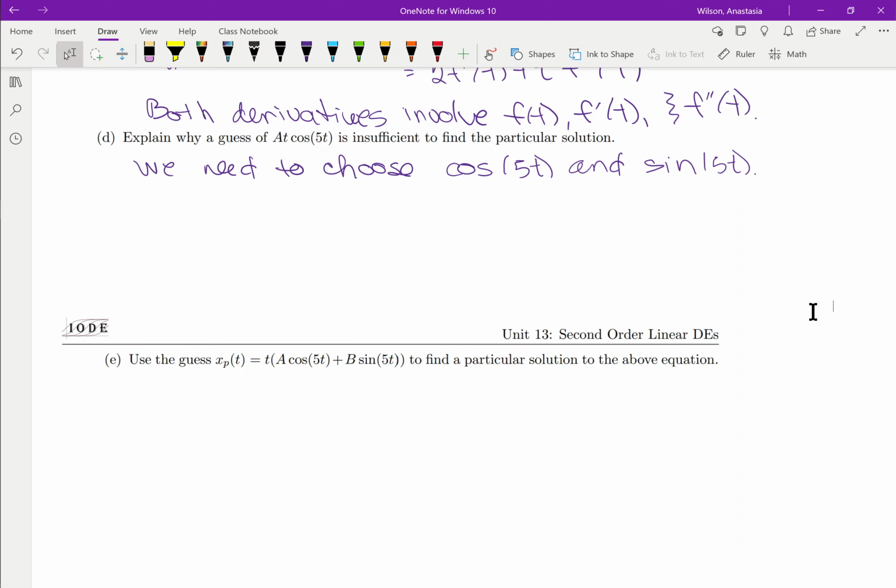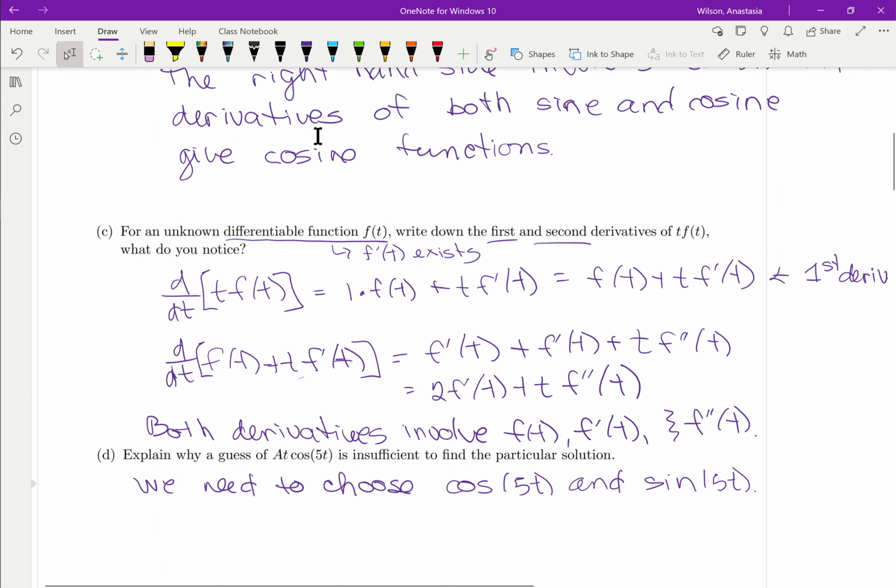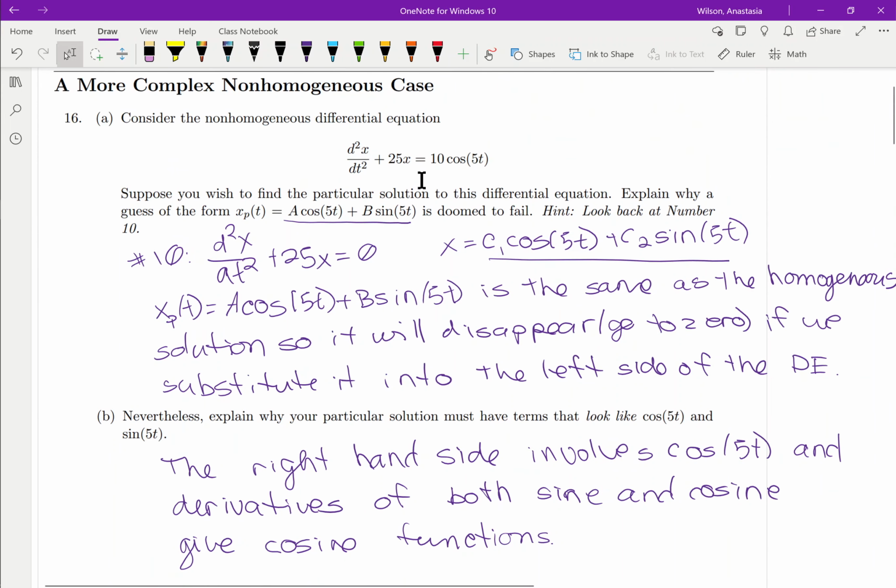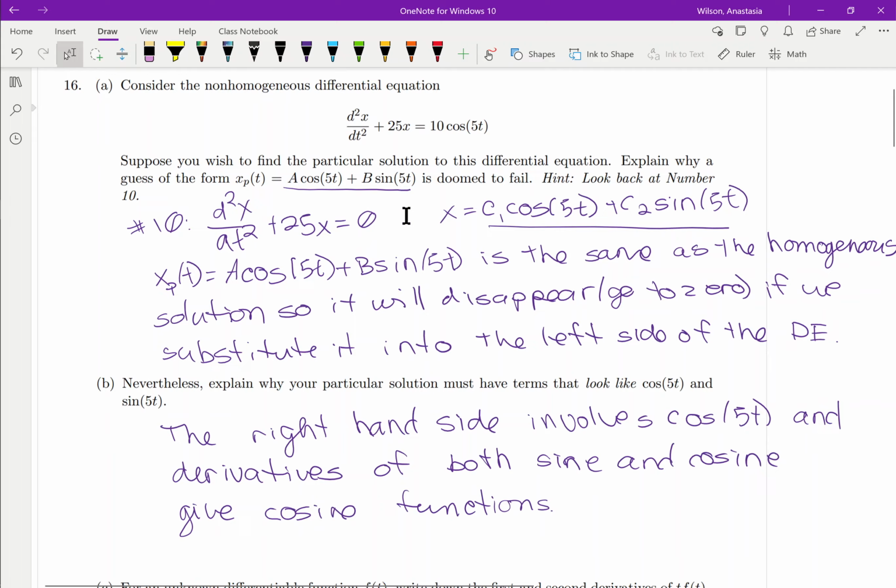Hello, in this video we are continuing our discussion of Unit 13 on second order linear differential equations. In the previous video we had just finished up part D, which asked us to explain why a guess of a times t times the cosine of 5t was insufficient to find the particular solution for this differential equation. We also worked through why a guess of a cosine 5t plus b sine of 5t would not work either.